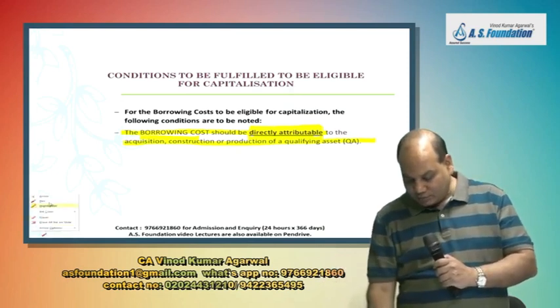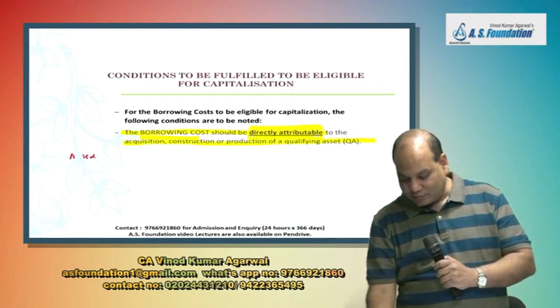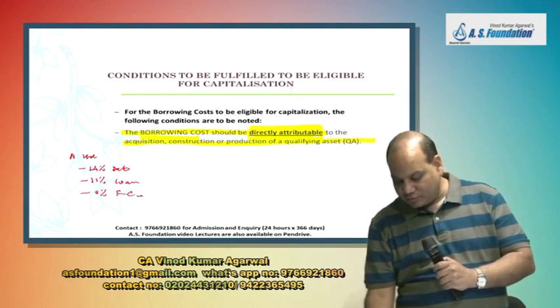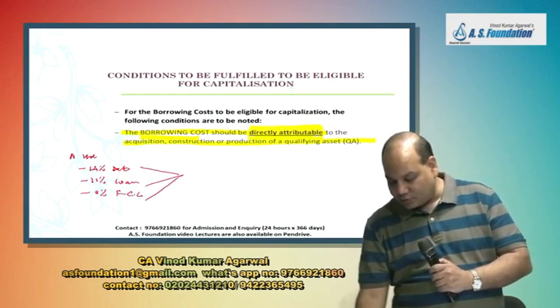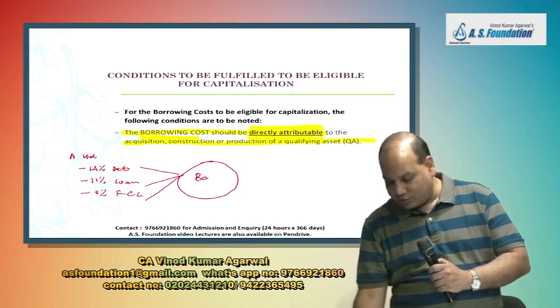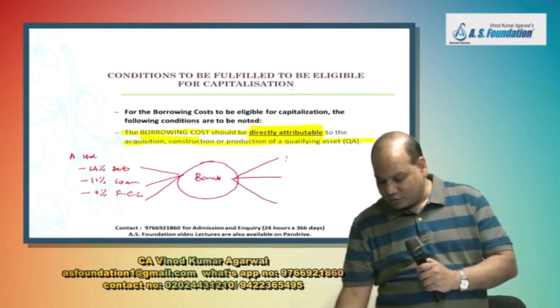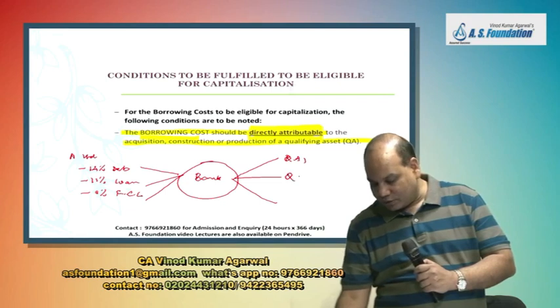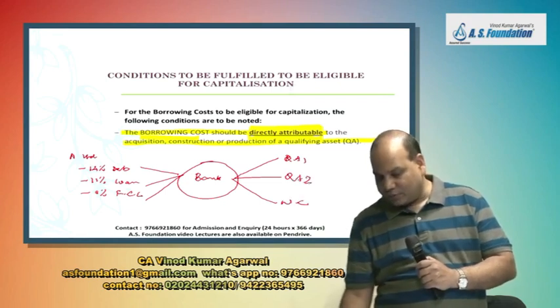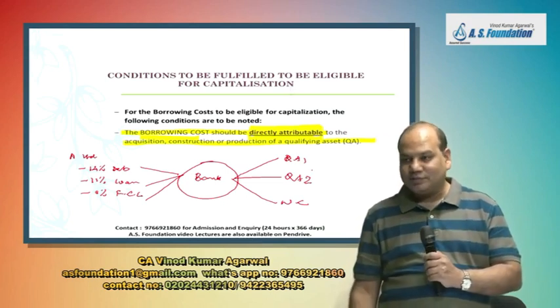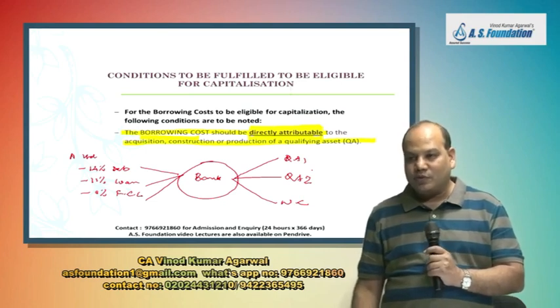For example, there is a company, A Limited. It has issued a 14% debenture, an 11% loan, and a 6% foreign currency loan. So all this money will first come to the bank account of the company. Is it right? And from this they will incur expenditure on qualifying asset 1, qualifying asset 2, working capital, etc. Do we know which loan has gone where? Sometimes it is not possible to know that.